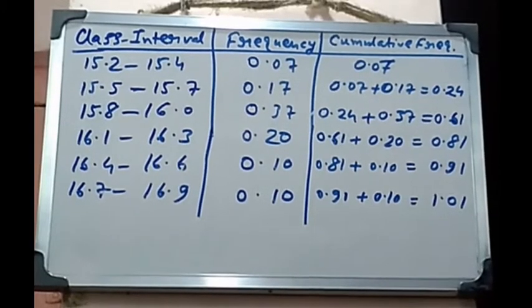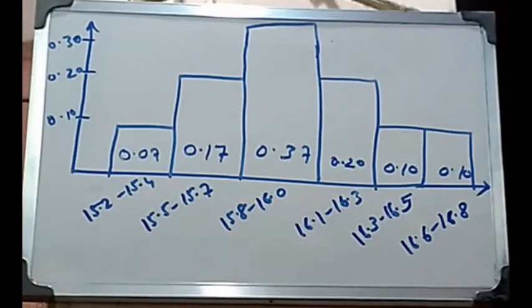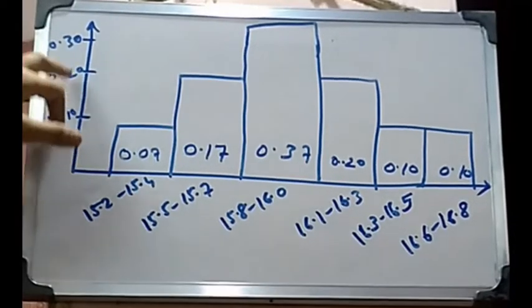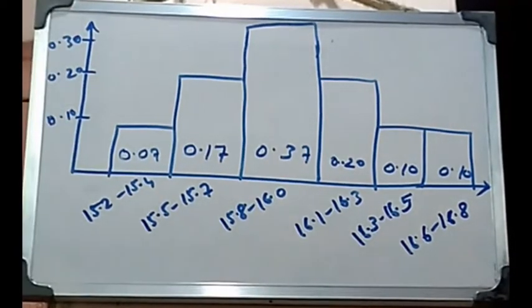So let's have a look at the graph. The picture shown on the board is the picture of a histogram. It is a graphical representation of a histogram. Here on the x-axis I have shown the class intervals 15.2 to 15.4, 15.5 to 15.7, and like this, the last one is 16.6 to 16.8. And on the y-axis I have shown the frequencies 0.10, 0.20, 0.30 and upward.